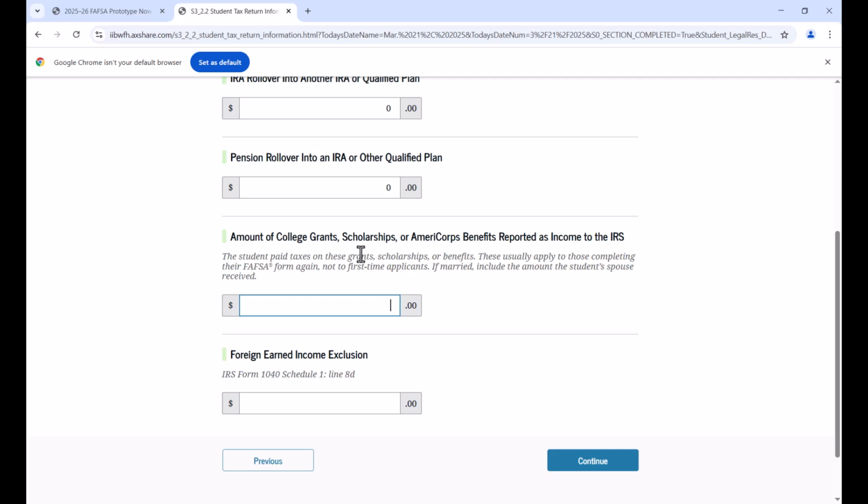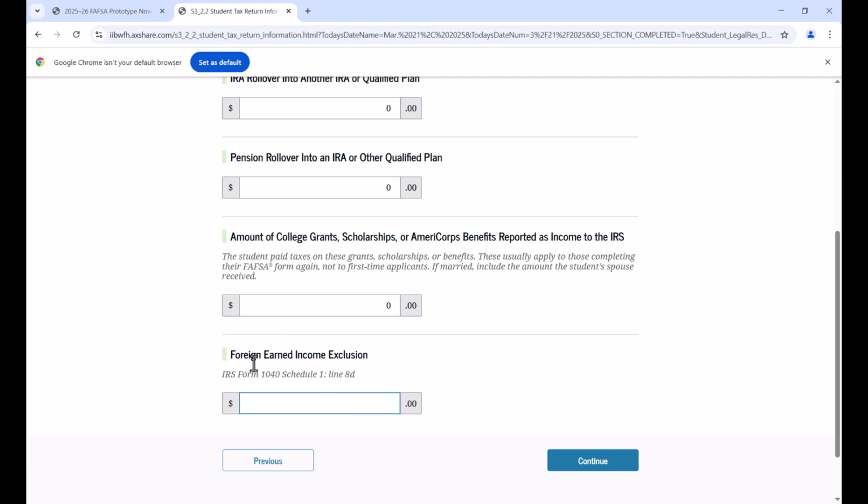Okay, this is where the student has paid taxes on these grants, scholarships, or benefits. So any type of grant, scholarships, or AmeriCorps benefits that a student has reported on their income taxes and paid taxes on will be the amount that they put here. If that does not pertain to the student, then they will just put 0 and continue on with the form.